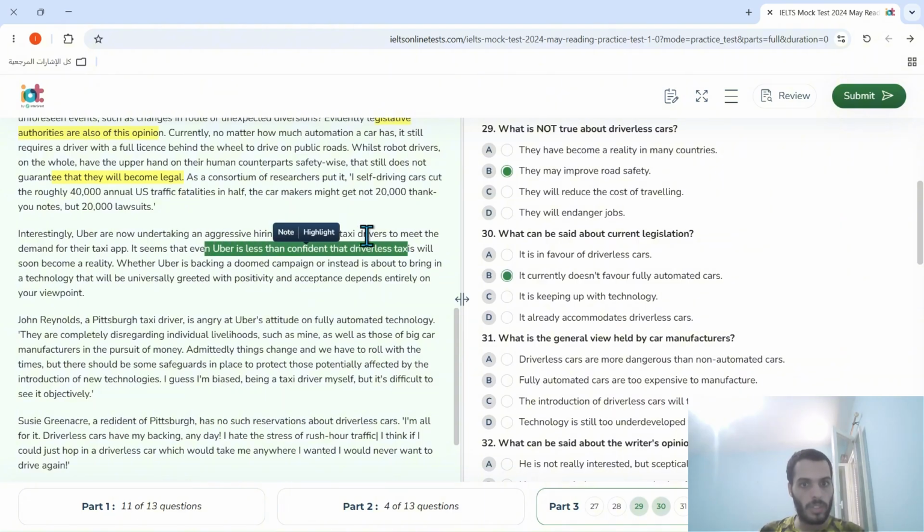So when some become a reality, they have become a reality in many countries. When fully automated, they are completely running the.